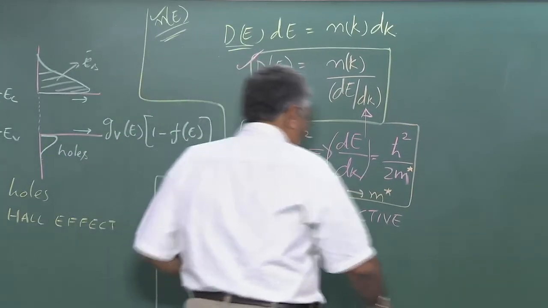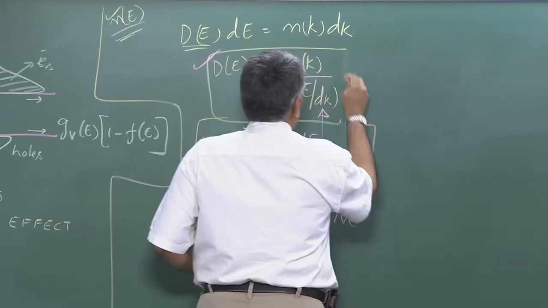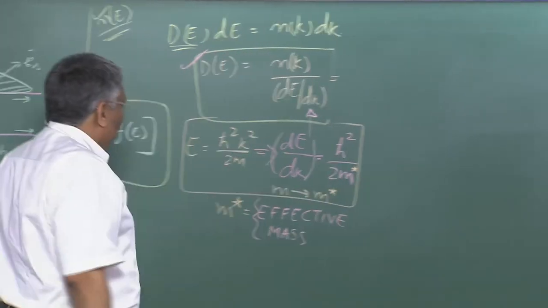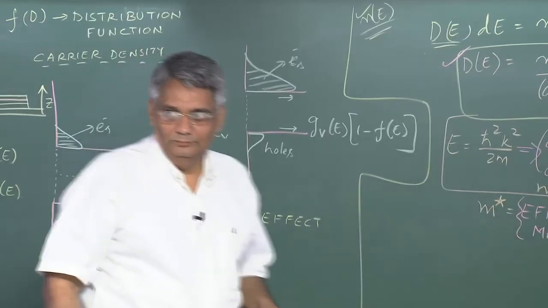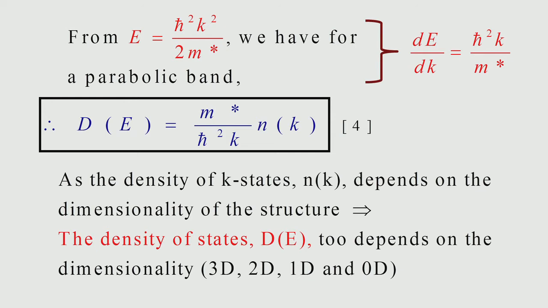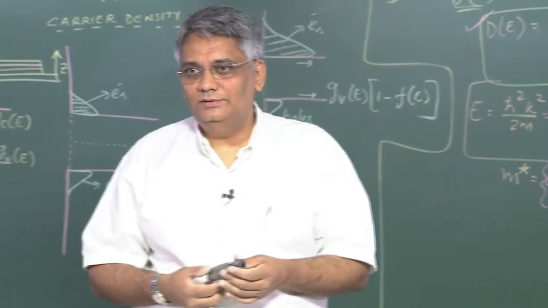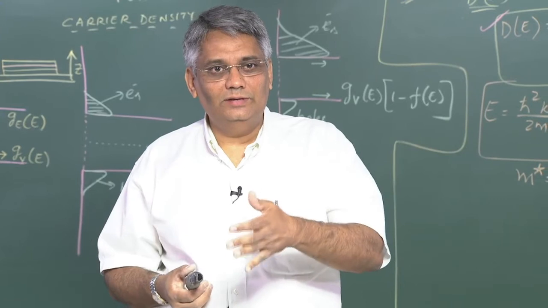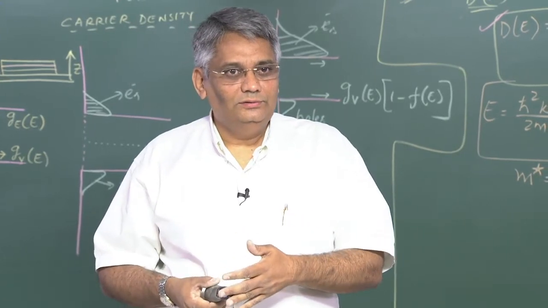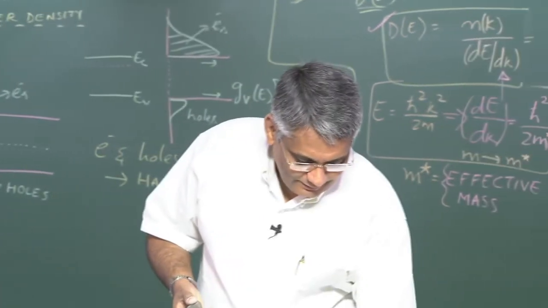So your D becomes that's what I have here. Okay. So there is always an NK dependence on the dimensionality of the structure. When NK depends on the dimensionality, so does D. So it's as simple as that.